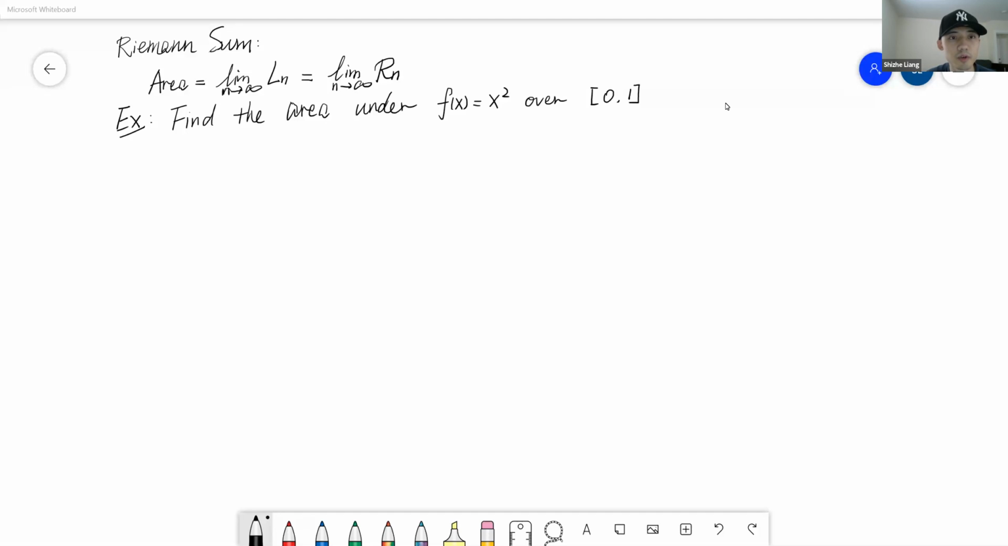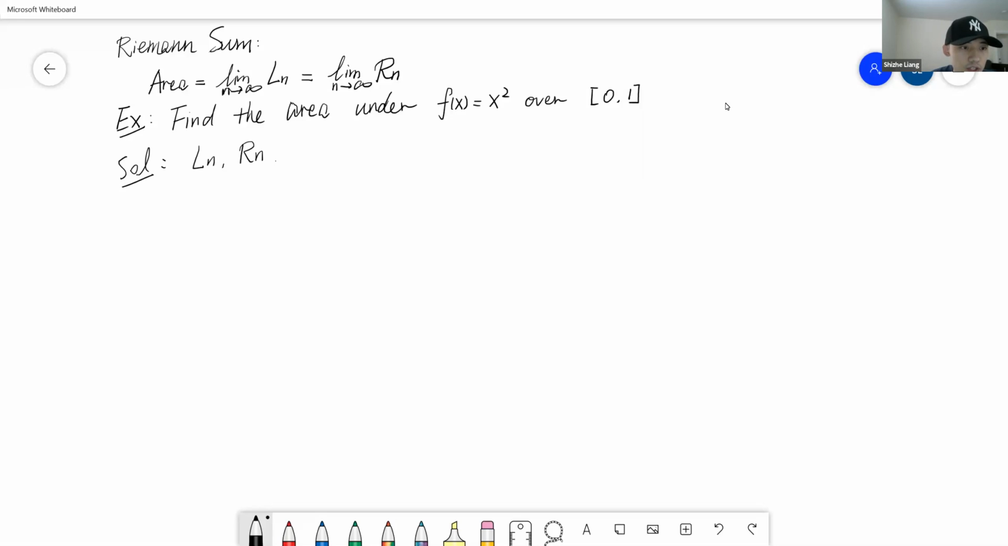So the example is: find the area under the function x squared over the interval 0 to 1. So we're going to first find a generic expression for Ln and Rn respectively. And then we'll let n go to infinity and see that this will give us the same result.